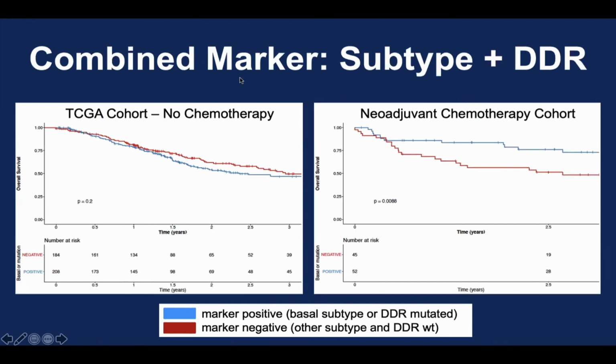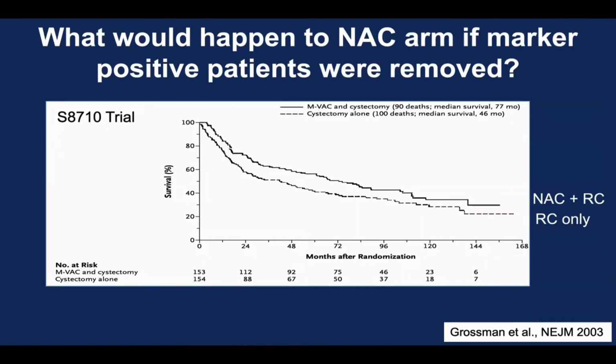But again, this comes back to the combined marker. If we look at subtype and DNA damage repair gene, if we look at the TCGA cohort where patients were not treated with chemotherapy, we do not see a difference between marker positive and marker negative. If anything, the marker negatives are a little bit better than the marker positives, but they're the same really. And in our neoadjuvant chemo cohort, the marker positives are clearly better than the marker negatives. So you can imagine combining both sets of markers is the point here.